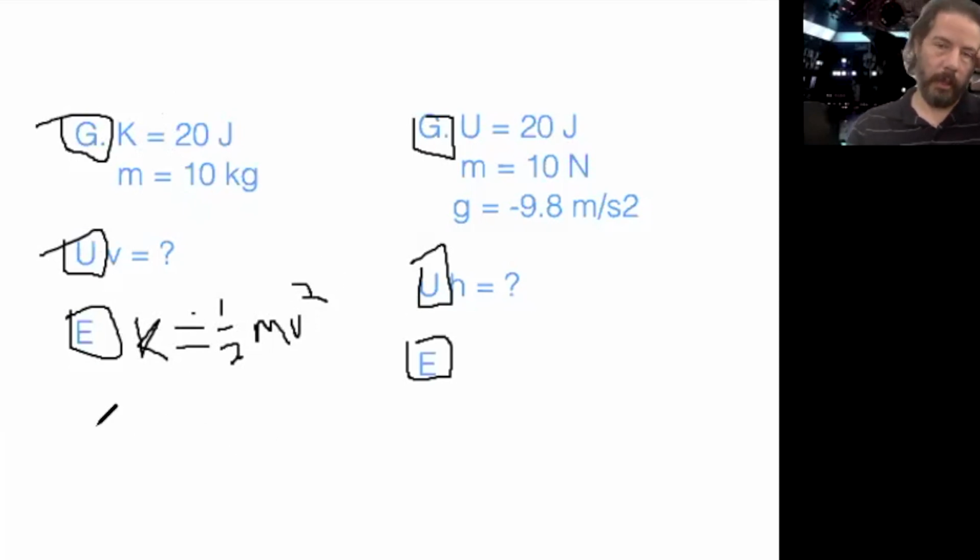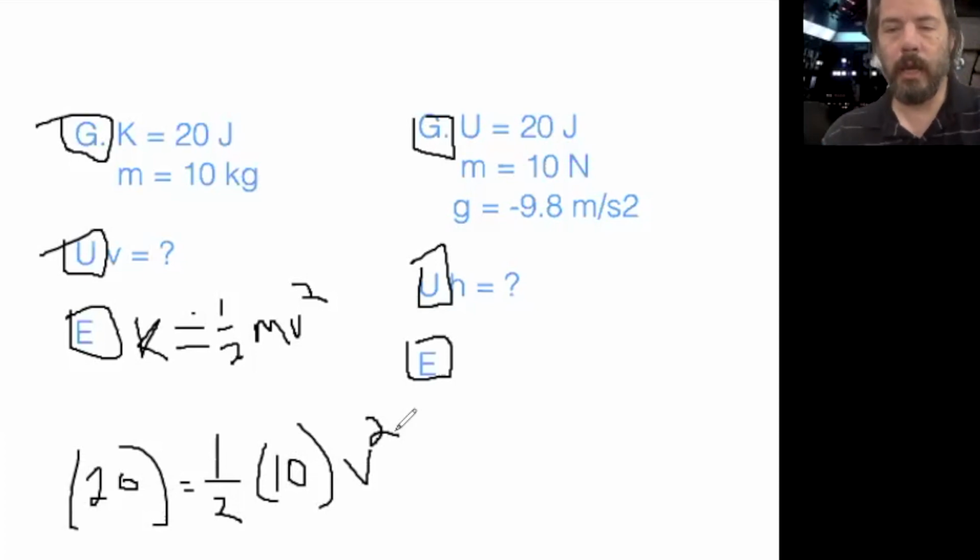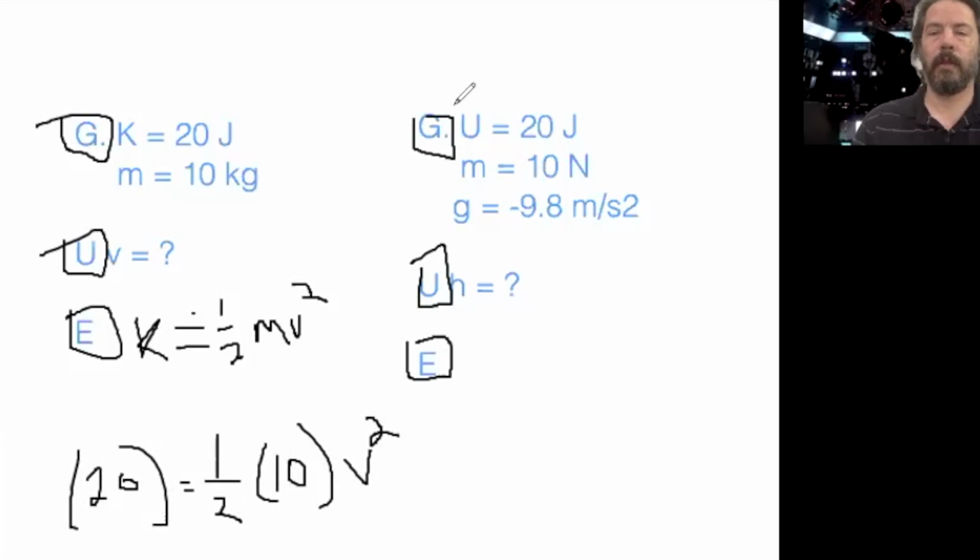Okay, and now we can substitute. So K is 20 equals 1/2. M is 10, and then V squared. We don't know V, so we leave it as the variable. And now I can start working the math and solve for V. Okay, U and M and G and H, guess what the equation is? Should be U_G equals mgh.